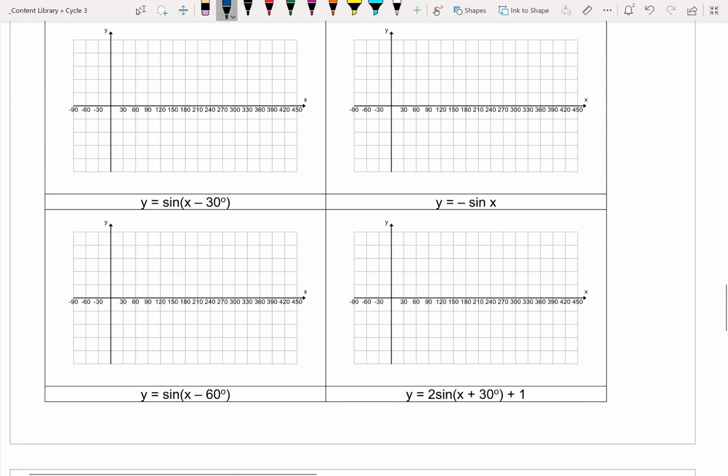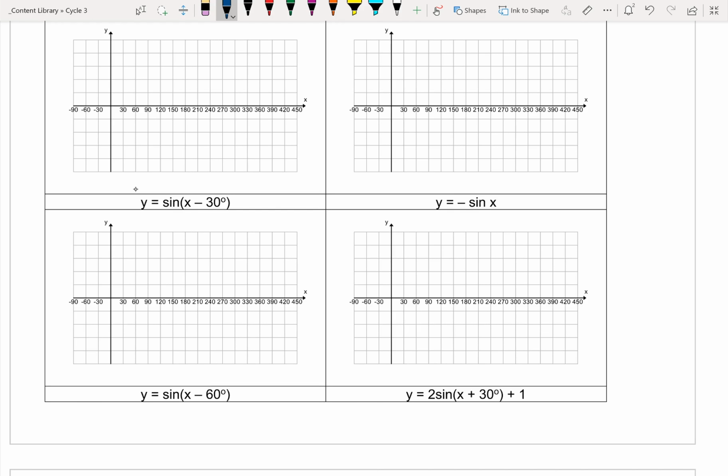Here we're going to look at four examples of drawing sine wave transformations to help you with your homework or assignment. So here we have in the first one y equals sine x minus 30 degrees.